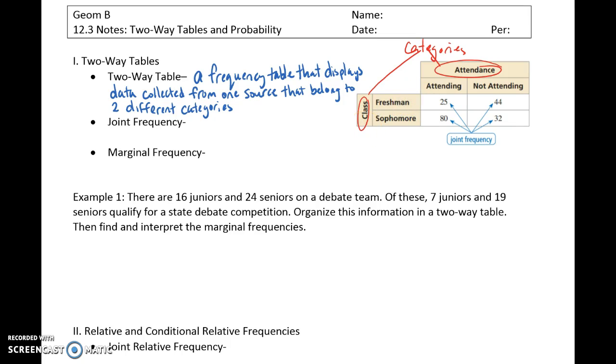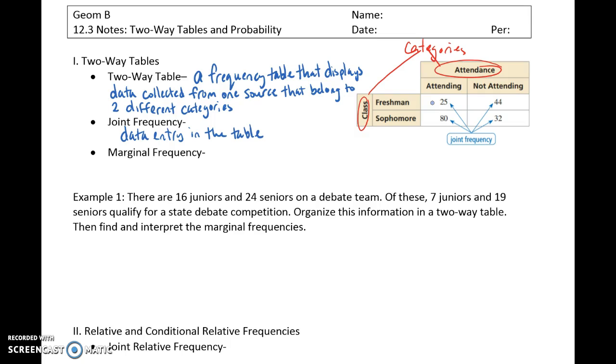Now, the four data points inside your two-way table are what we call joint frequencies. Again, it's just a fancy word for saying data entry in the table. So you have 25 freshmen who are attending class, you have 80 sophomores who are attending class. Joint because it takes into account both categories, and frequency meaning how many times it happens. So you don't just have 25 freshmen, but you have 25 freshmen who are also attending. It has two characteristics there.